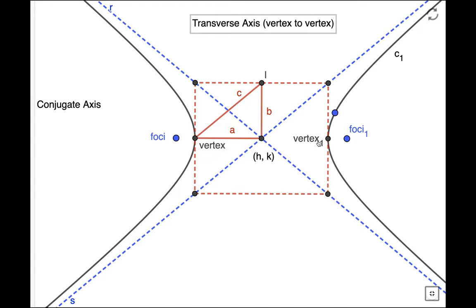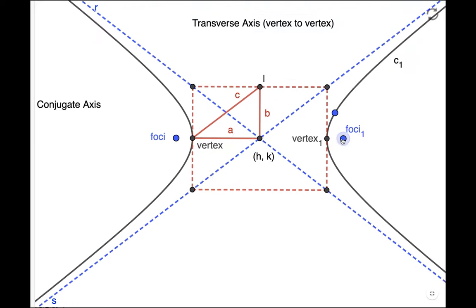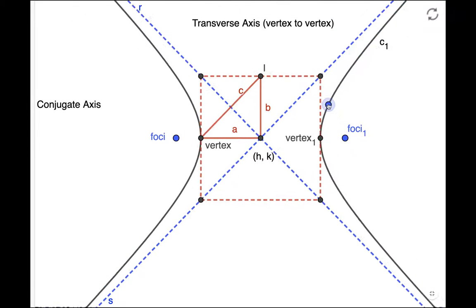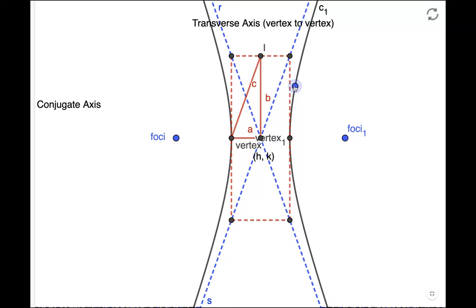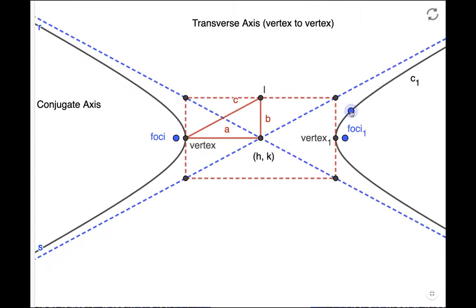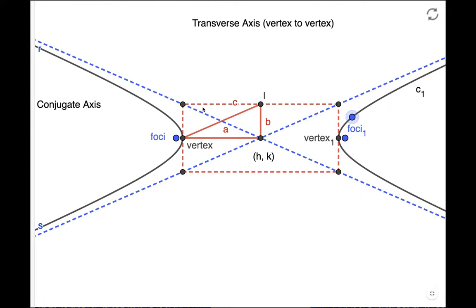Now, hyperbolas don't have covertices, but the distance across this rectangle is called the conjugate axis. I want you to realize that the conjugate axis can actually be a lot longer than the transverse axis. This is the transverse axis, which is short. This is the conjugate axis, which is long at this point. Or I can extend this out and make the transverse axis longer than the conjugate axis.